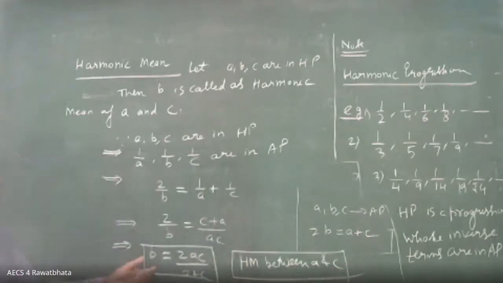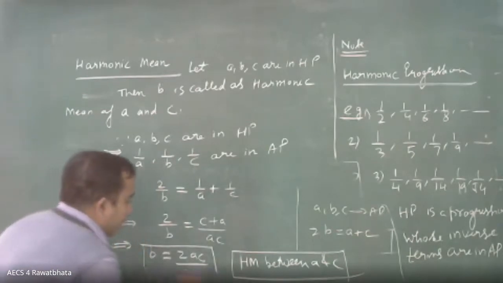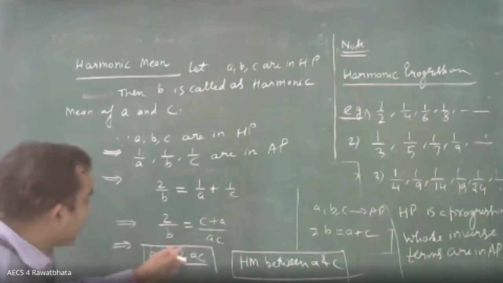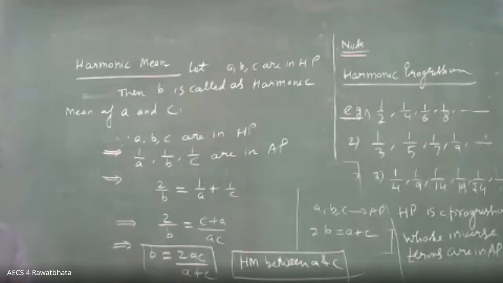So the HM formula is also ready here. For any two numbers whose harmonic mean you have to find, multiply the numbers, then multiply by 2, then divide by the sum of those two numbers. You'll get the HM between those two numbers.